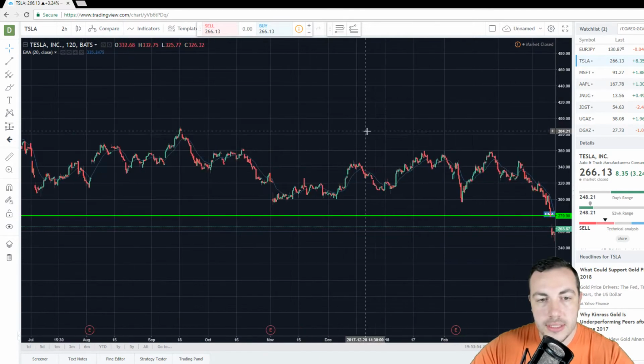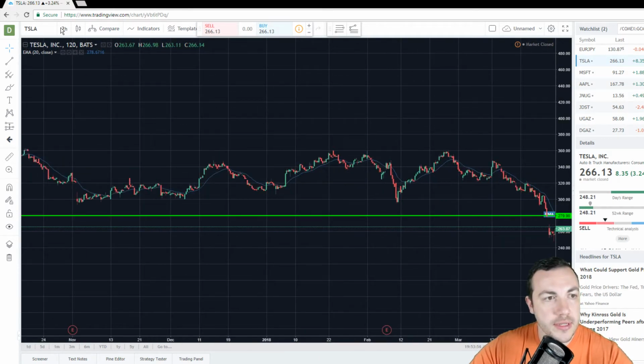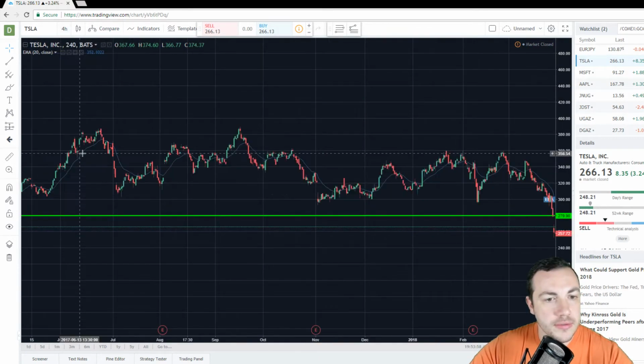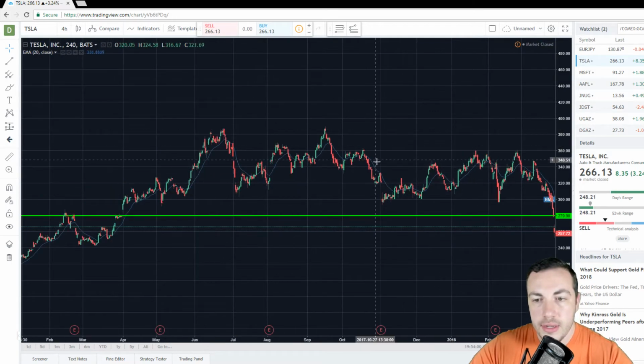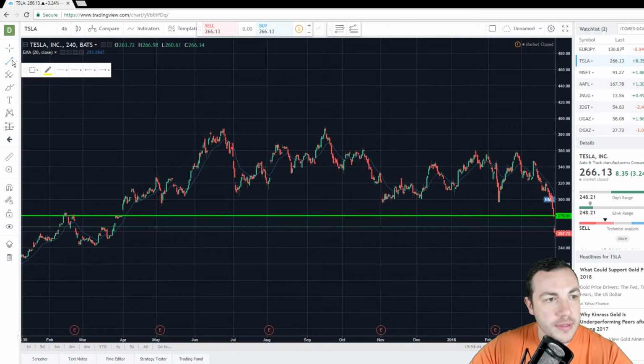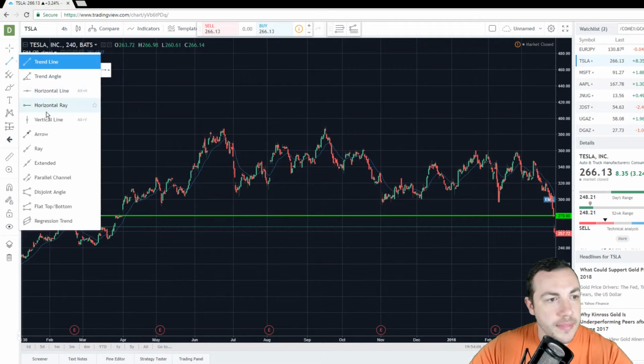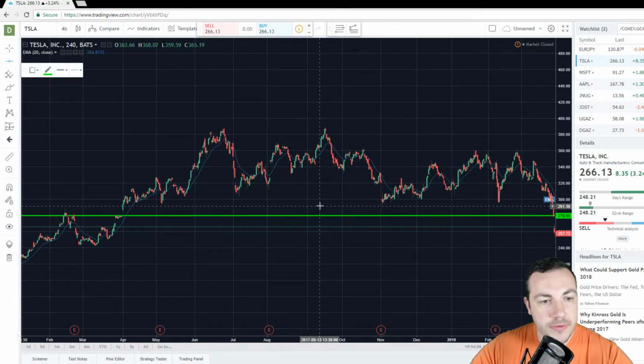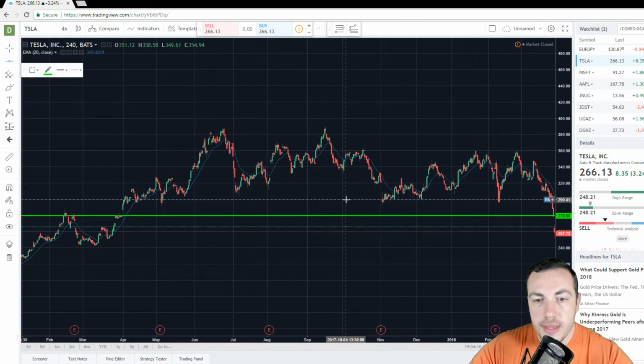So let's see. Here you can see it. Let's go to the 4 hour. So everybody was watching it right at this level. Here we go. So everyone's watching Tesla fall. And if you notice right here, we'll do zones.